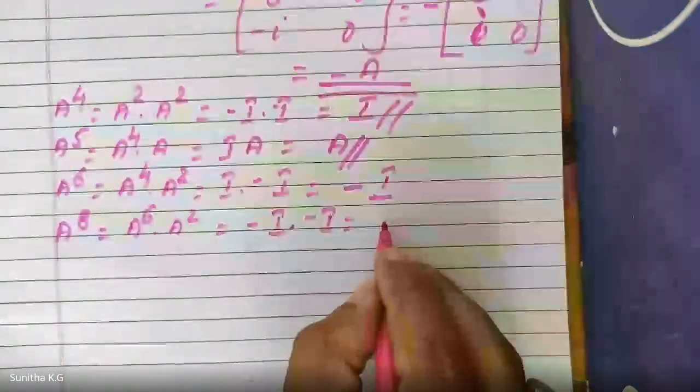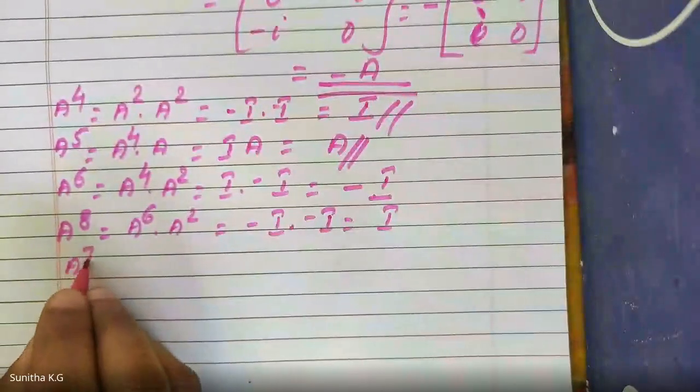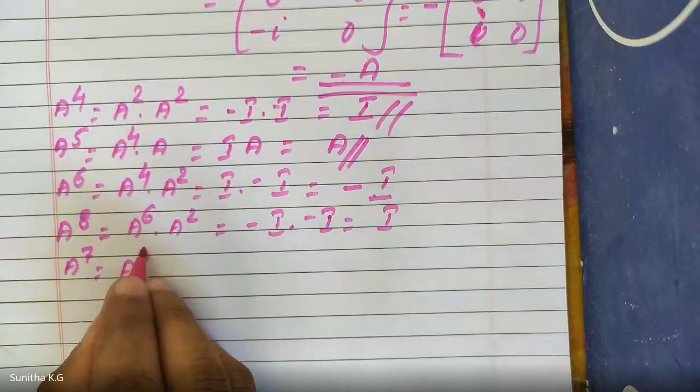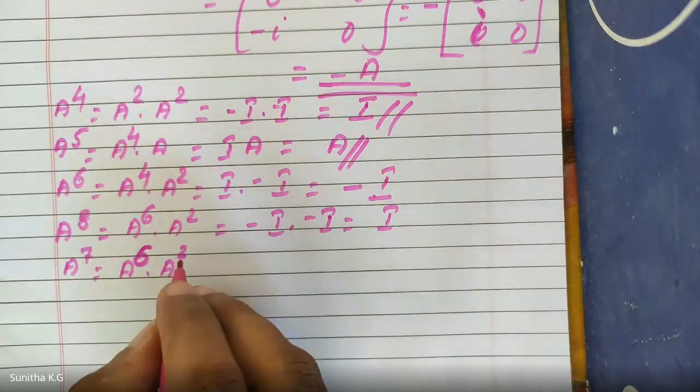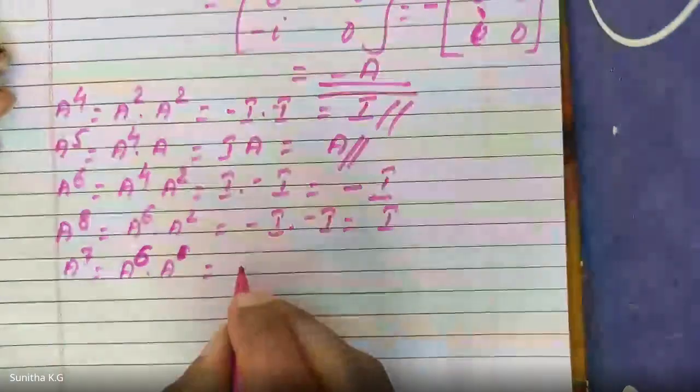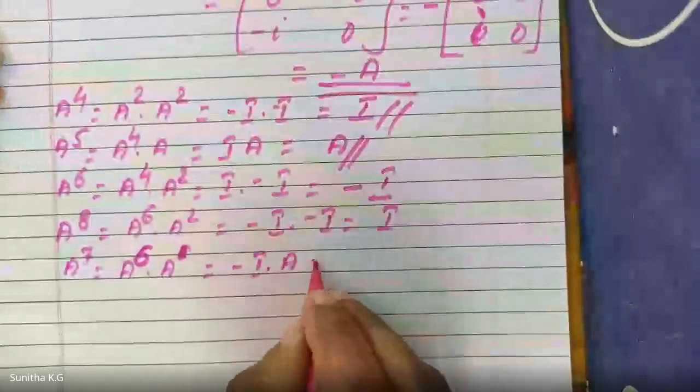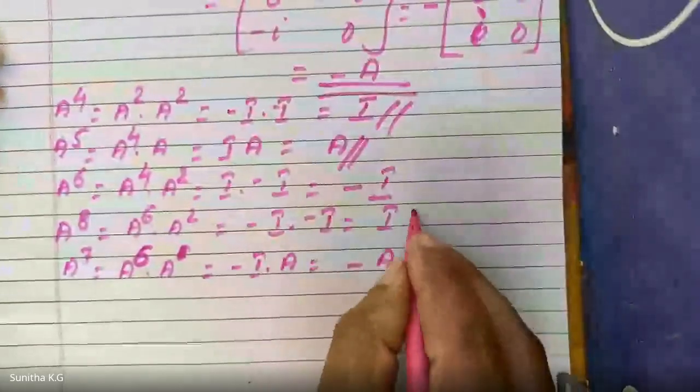I haven't written A raised to 7, right? A raised to 7 equal to A raised to 5 into A raised to 6 into A square. Let's write A raised to 6 into A. A raised to 6 is minus I into A. That's equal to minus A.